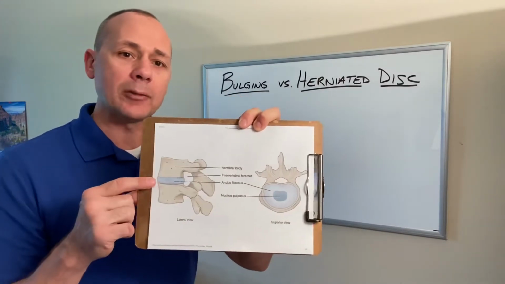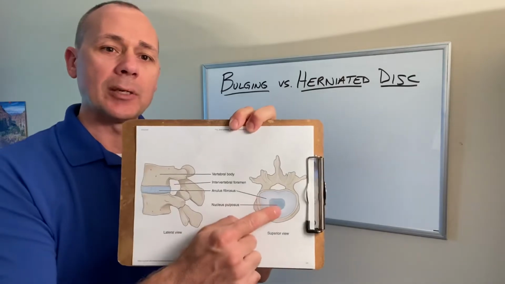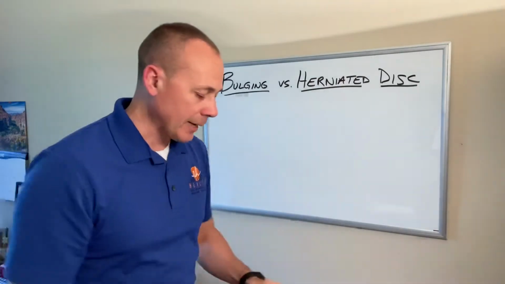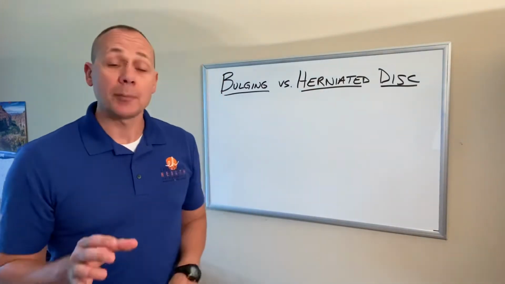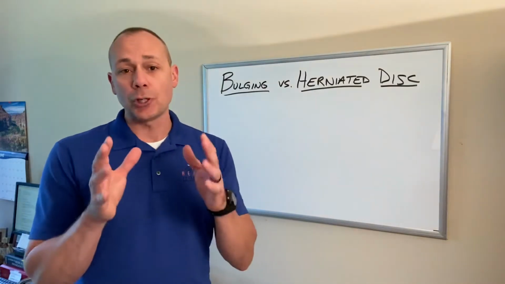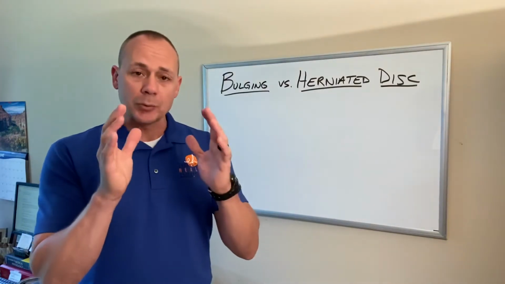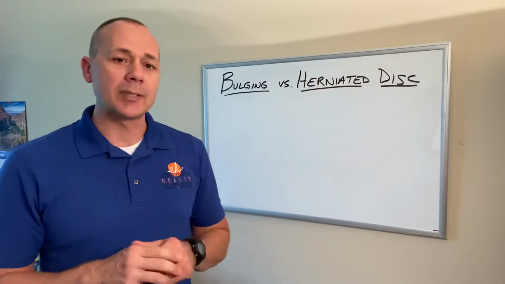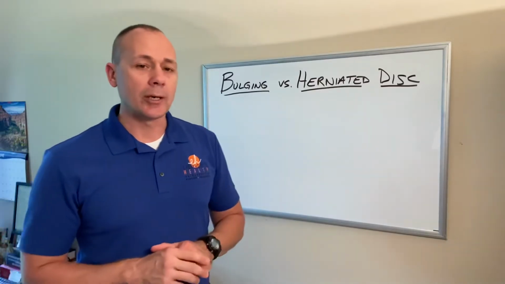So that's what a disc looks like from the side, and that's what it looks like from the top down, okay? Later in this video I'm going to show you some MRIs, which will show you both of those visual standpoints of a disc so you can get a better understanding of the difference between a bulging and a herniated disc.